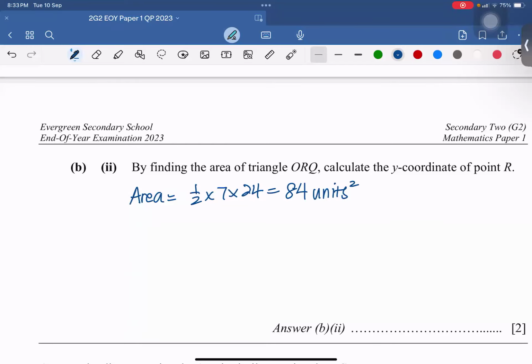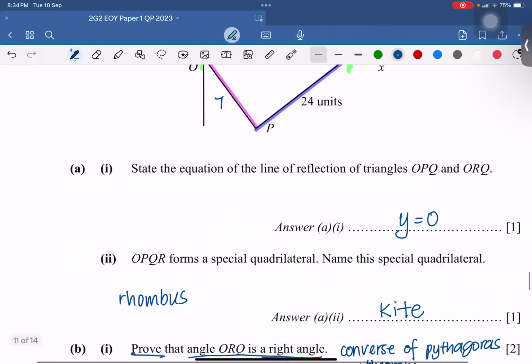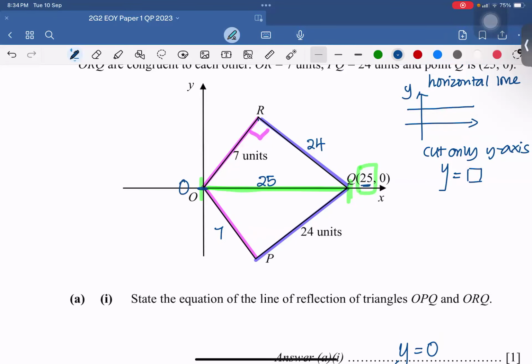Okay, calculate the y coordinates of point R. Where is the y coordinates of point R? This y coordinate of point R is actually looking for the perpendicular height. Okay, this is looking for my height, right? The height over here, the h. So now I already know the area of the triangle.